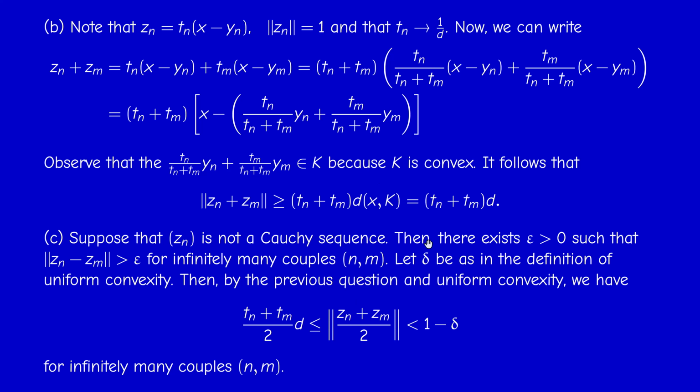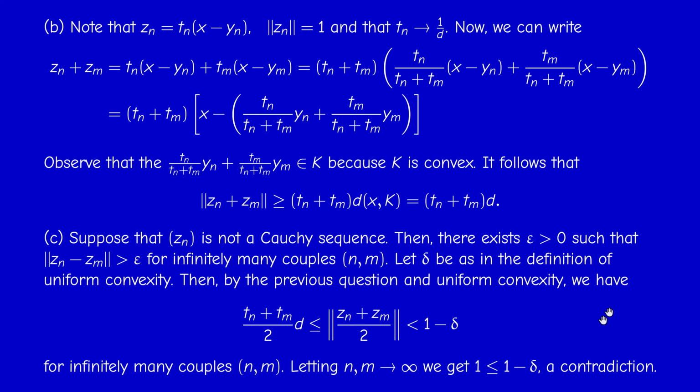And according to the previous question, this is bigger or equal than (Tn + Tm)d/2, because you divide by 2. Now, this is true for every n and m, but this inequality need not be true for every n and m. It's true only for n and m satisfying this, but there are infinitely many couples which satisfy this. But it doesn't really matter, because if this is true for infinitely many n and m, we can take n and m as large as we wish.